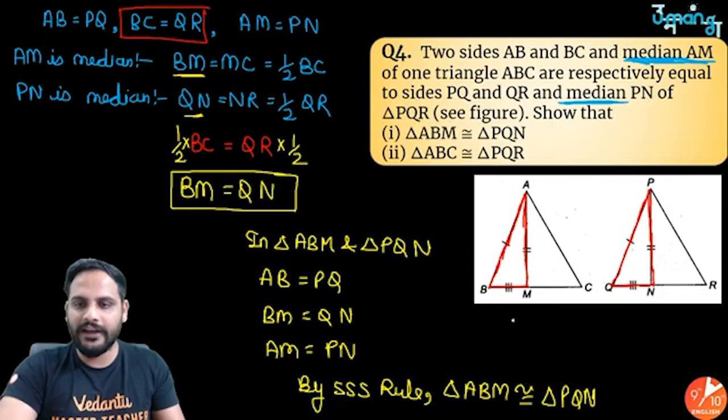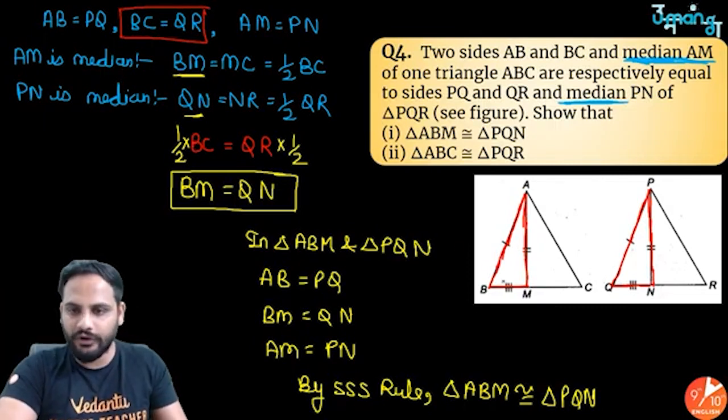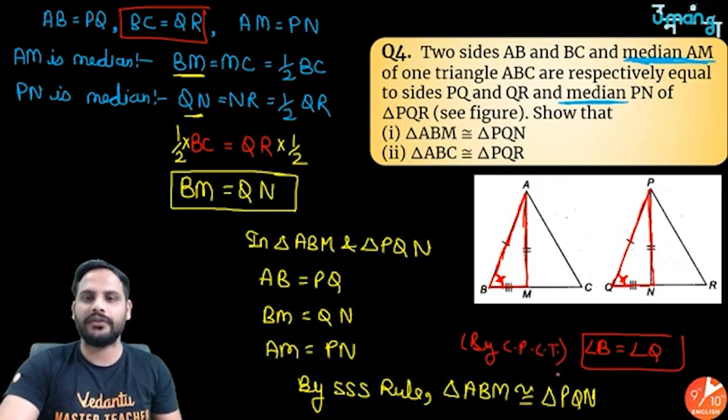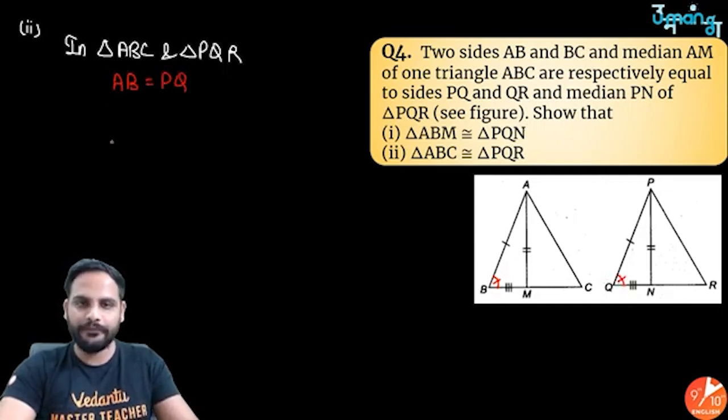And here, if I have proved these two triangles congruent, obviously I can say by CPCT that this angle and this angle should be equal. So I can say angle B is equal to angle Q, and this I can say by CPCT, corresponding parts of congruent triangles. But now I know that this angle is equal to this angle. So I can say AB is equal to PQ, and we know BC is equal to QR, it is given, and we have also proved angle B is equal to angle Q.